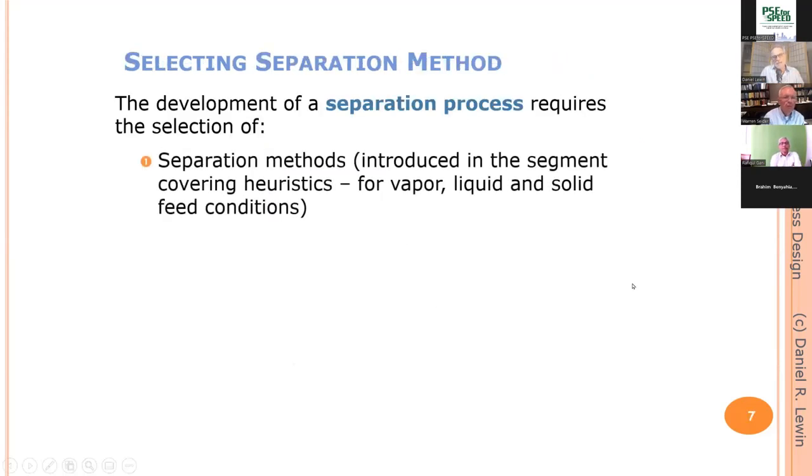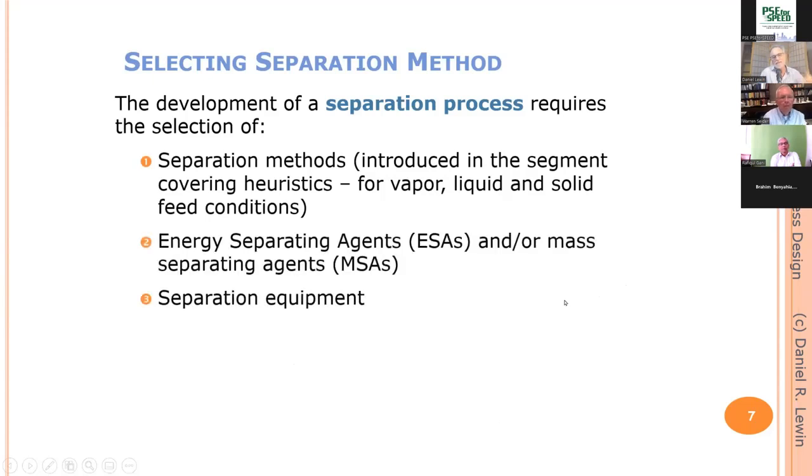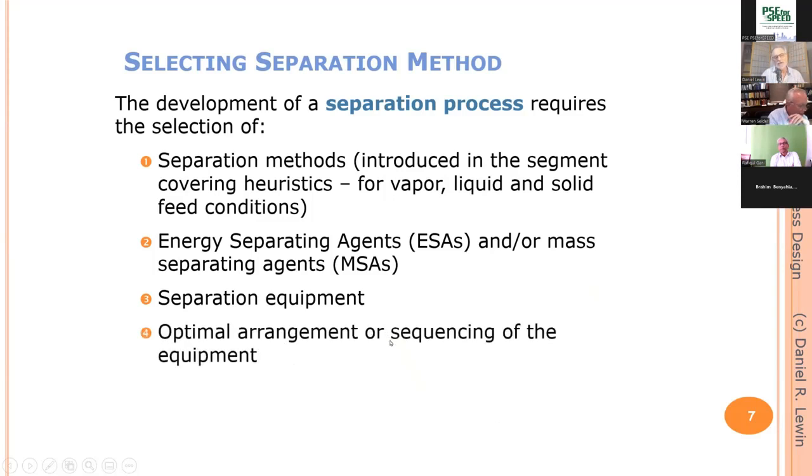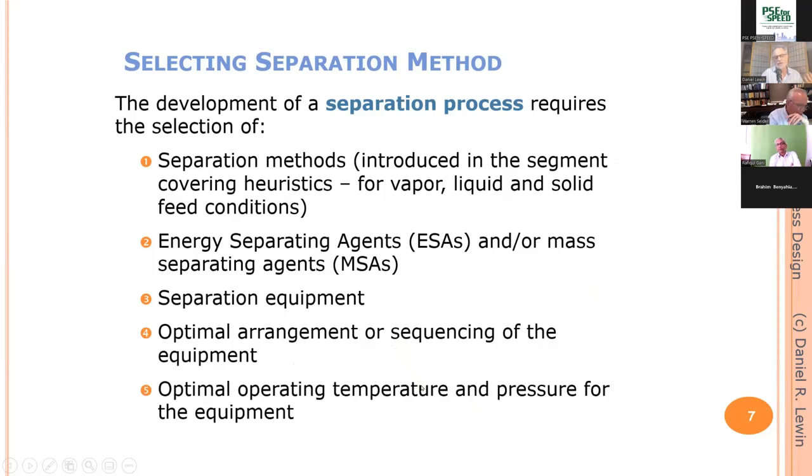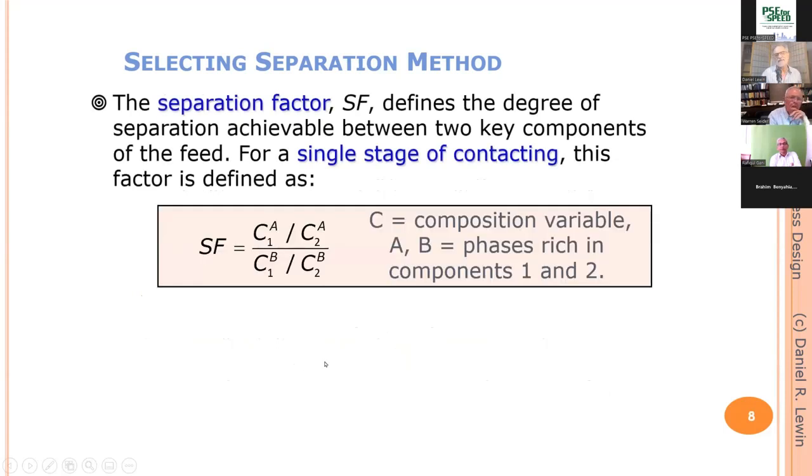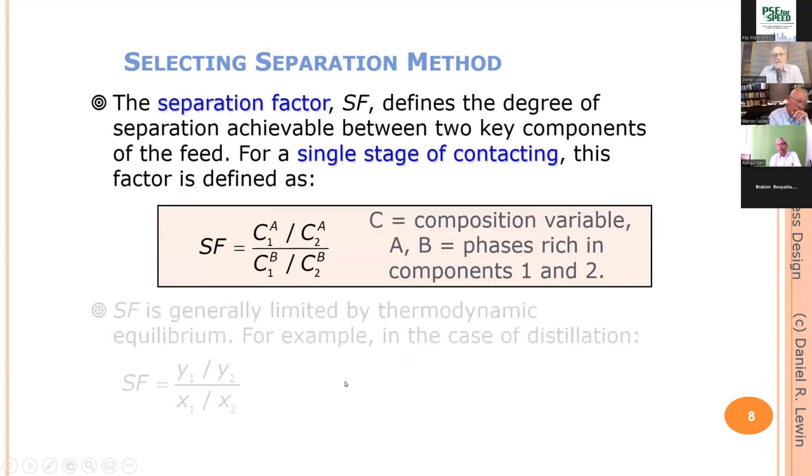Okay. So we start by teaching them about the separation methods, an overview, basically repeating the heuristics material, the idea that you can use either energy separating agents or mass separating agents or a combination, some details about separation equipment, optimal arrangement, and of course, we need to define the temperature and pressure conditions for each equipment item. The key is the definition of the separation factor in its simplest form.